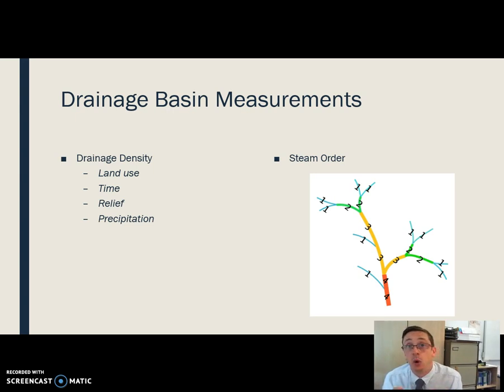Now the last thing that we've got here is stream order. Now stream order is something, you look at this diagram, it looks a bit odd, but it's really, really straightforward. So first order streams are streams that have got no tributaries, no other streams joining them. So these are the source of a river. A second order stream has two or more first order streams joining it. A third order stream has two or more second order streams joining it. A fourth order stream has two or more third order streams joining it, and so on.